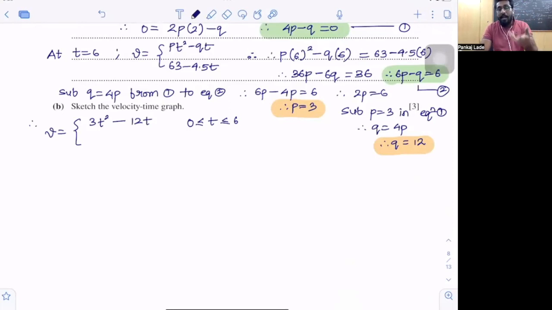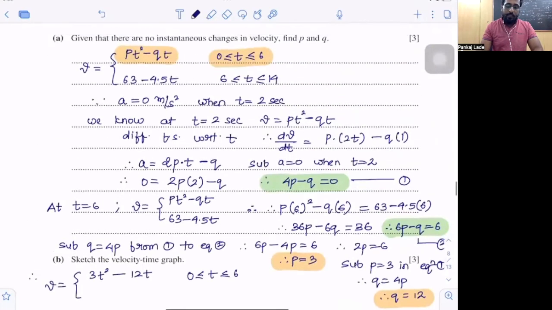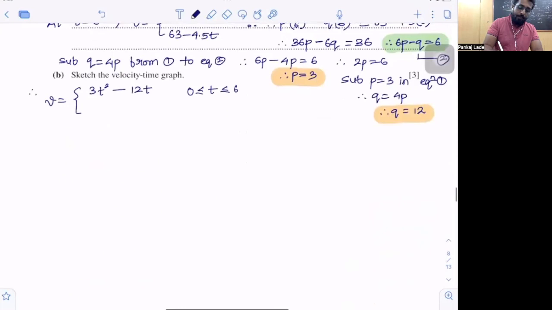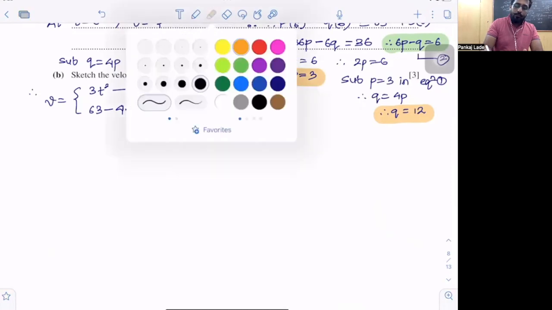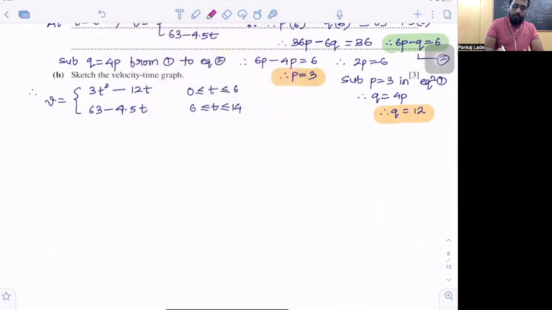So from there, I can easily identify that the velocity of the particle at t equal to 6 from both the equations is going to be same, right? So that was my first equation. The second equation is 63 minus 4.5t. This is from t where to where? 6 to 14 seconds. So that is your velocity equation. I'm going to make use of this equation to sketch the velocity time graph.